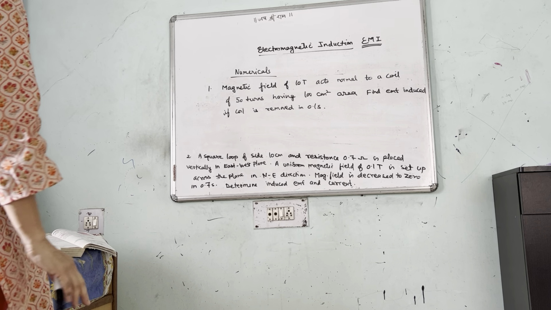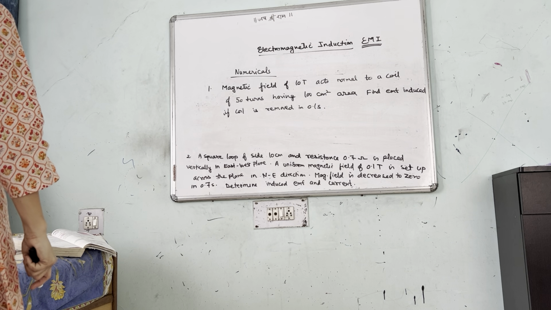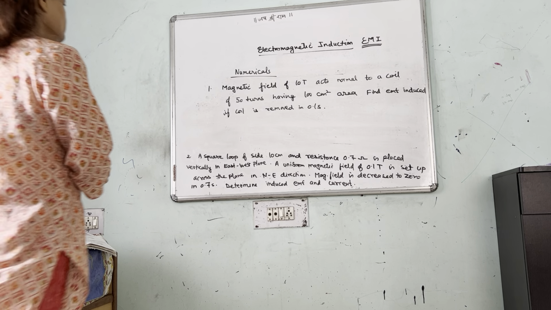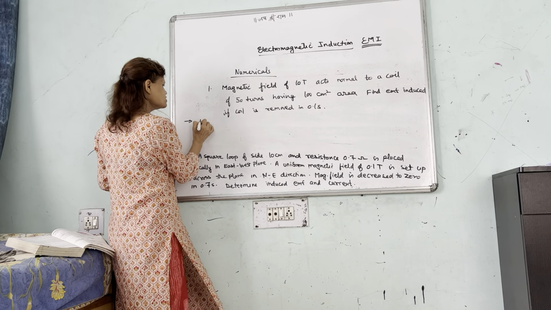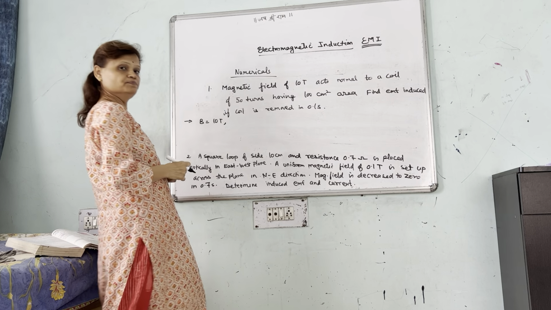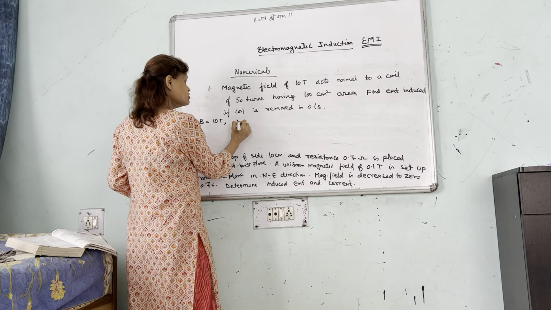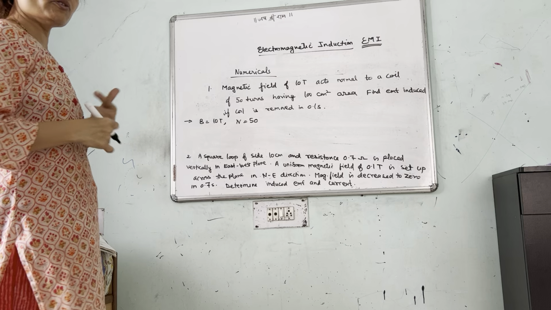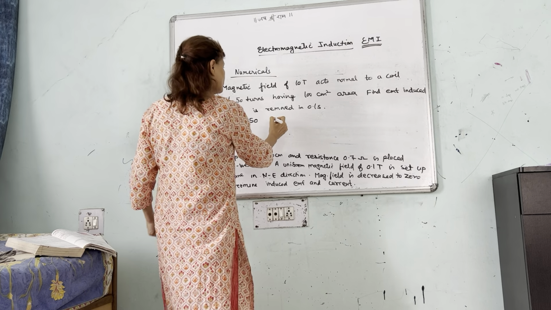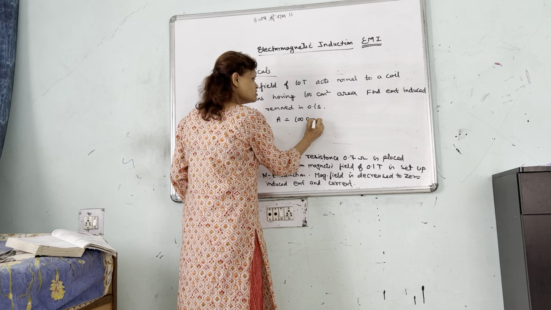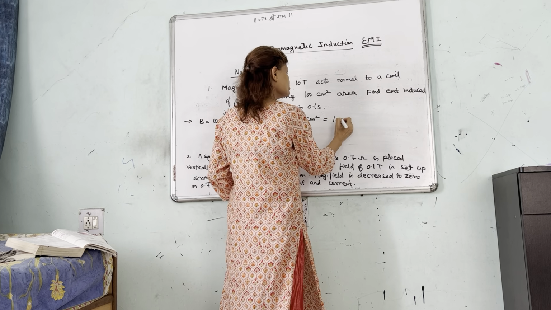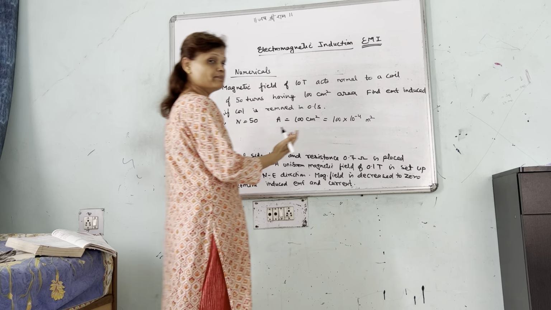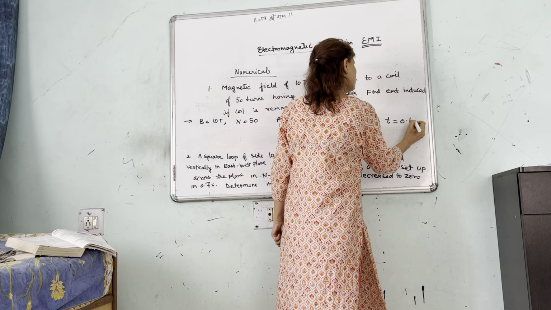Yes, we will first note down the data. So data is magnetic field is 10 Tesla. Number of turns 50. So BA cos theta, but if there are number of turns, we'll have to multiply with the number of turns. Area is already given 100 centimeter square. Convert it to SI unit, meter square. Then the time, small t, is 0.1 second.